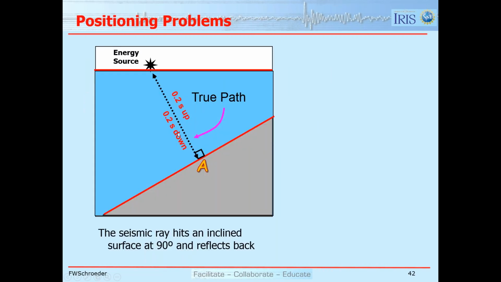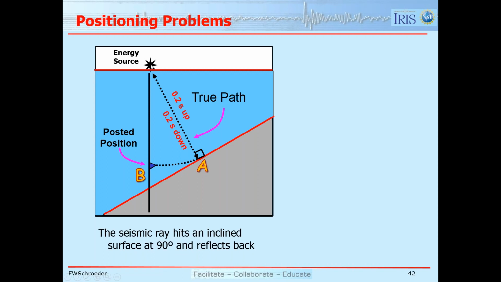So this is taken from the first exercise for Unit 15. We have an interface that's dipping here. We have a source, and we'll assume the receiver is at the same location. The energy travels down. It hits this interface at 90 degrees. It bounces, and it comes back up. If it takes 0.2 seconds to go down, it also takes 0.2 seconds to go up, or a total of 0.4 seconds.